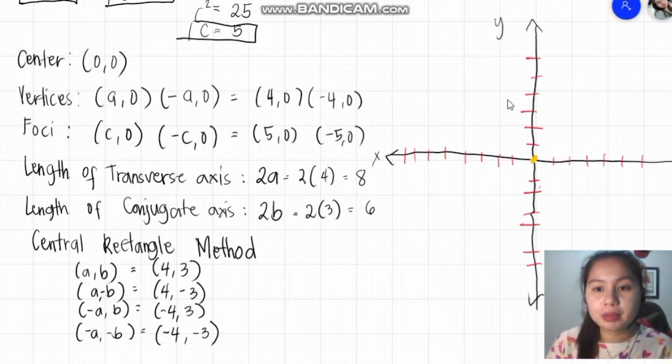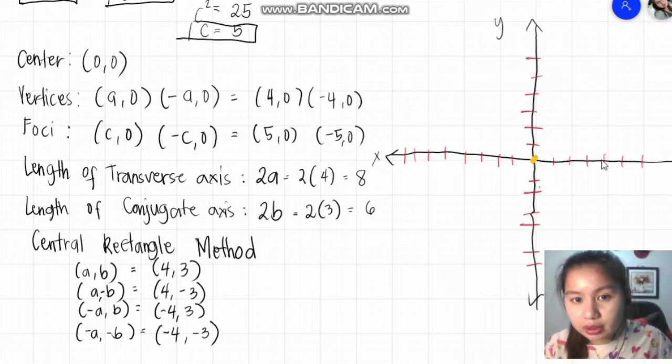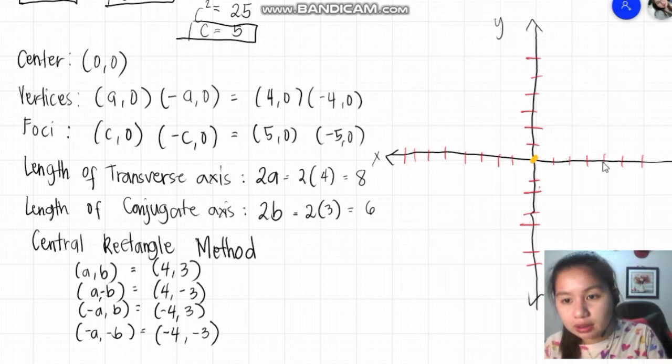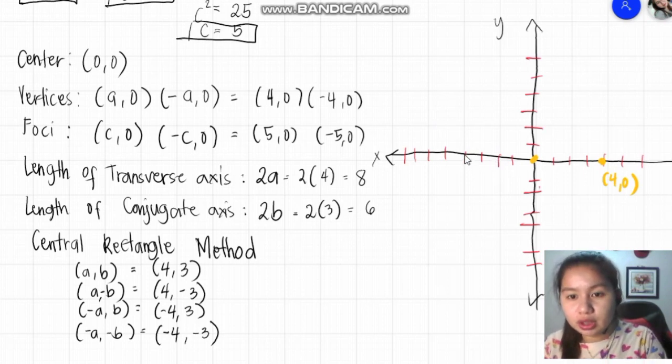So, next, i-graph naman natin si vertices. So, ang vertices natin ay ito, 4, 0 and negative 4, 0. So, positive 4, 1, 2, 3, 4, and then 0. So, dito na lang. Hindi na siya angat or bababa. 4, 0, this one. So, this is the 4, 0. And then, we have negative 4, 0. So, 1, 2, 3, 4. Negative 4, 0. So, dito si negative 4 and 0.